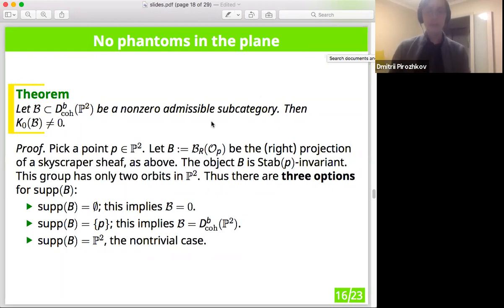Yeah, so for a fixed admissible subcategory, I can look at a single point P without varying the points at all because of that lemma above. The projection of a single skyscraper sheaf actually determines everything, and if you look at the projection of the skyscraper sheaf at some other point, then you just pick some automorphism from PGL3, which moves one point to another, and take the pullback of this object B.